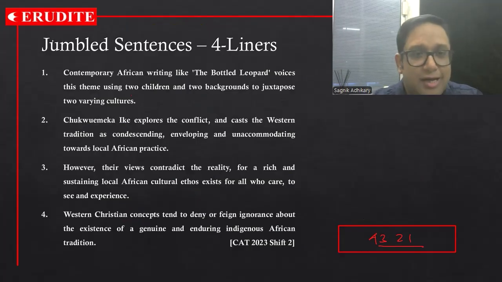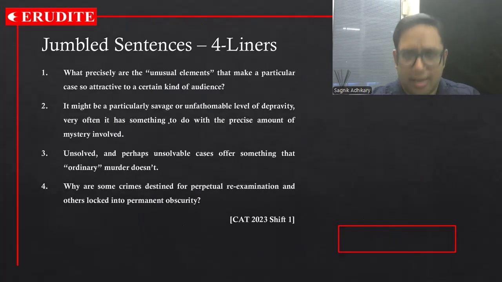Now, let us look at another question, a bit more challenging. So if the previous one was a medium question, this is a medium to tough question.